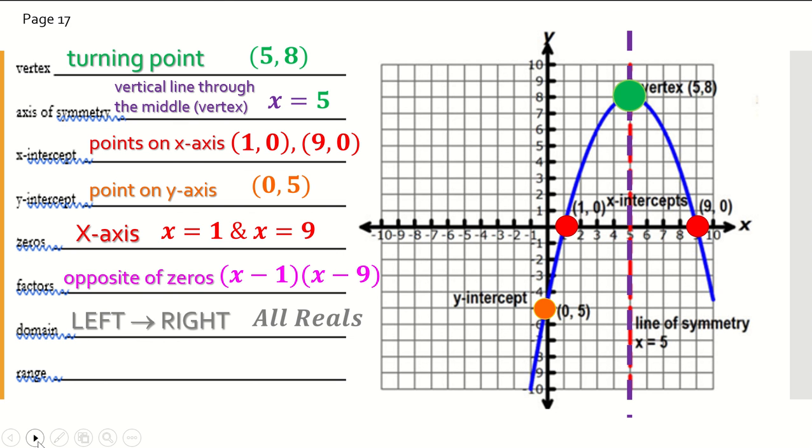Range is y values from down to up. So going down, it goes forever down. So it's down here at negative infinity, and it goes up, up, up, up, all the way to positive 8. So we'd say all y values need to be less than or equal to positive 8.